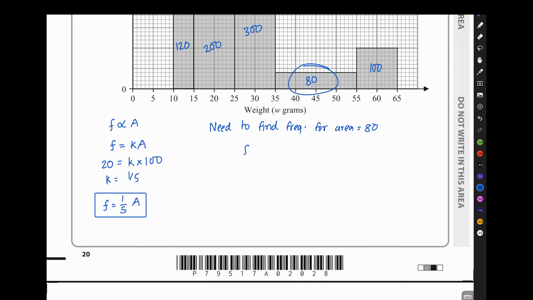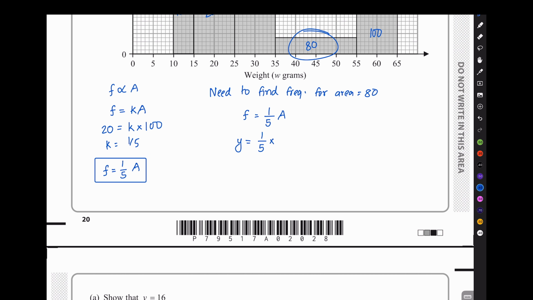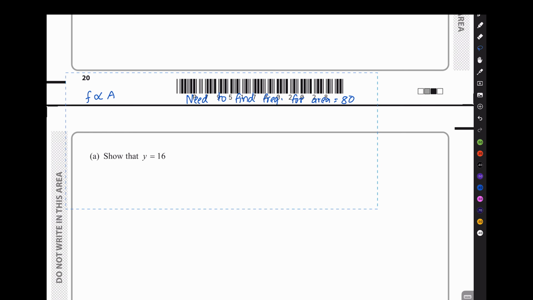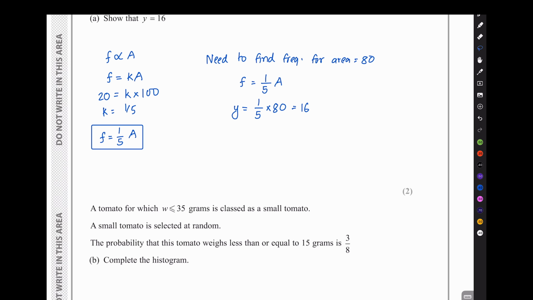I'm going to use the equation that I just found, which is F equals 1 over 5 times A. Instead of F, I can write y because in the table it's y. So y is equal to 1 over 5 times A, which is 80. So this comes out to be, it should be 16. Right. So I'm going to just move the entire thing here because that's the answer of this part. Okay, moving on.